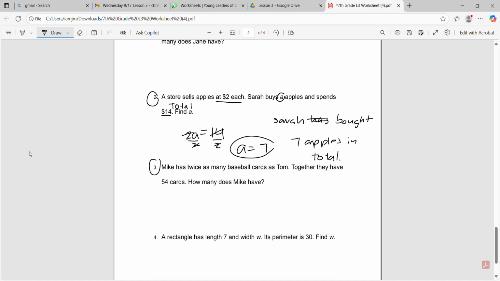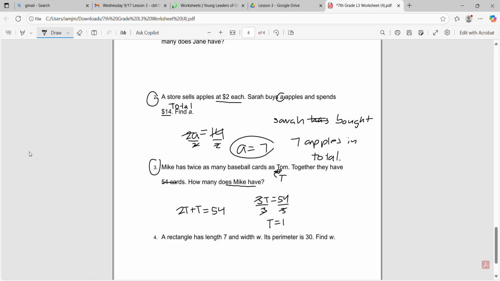Okay, number 3. Mike has twice as many baseball cards as Tom. Together they have 54 cards. How many does Mike have? We'll be using the variable t to represent Tom, since Mike has twice as many cards as Tom. So 2t plus t equals 54. We'll first add, which will get us to 3t equals 54, and then divide by 3.